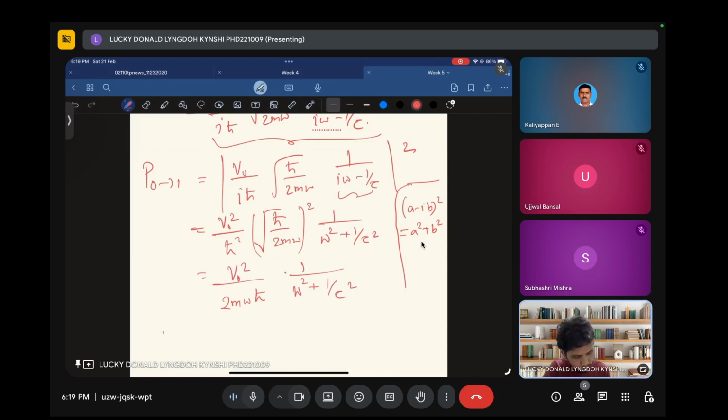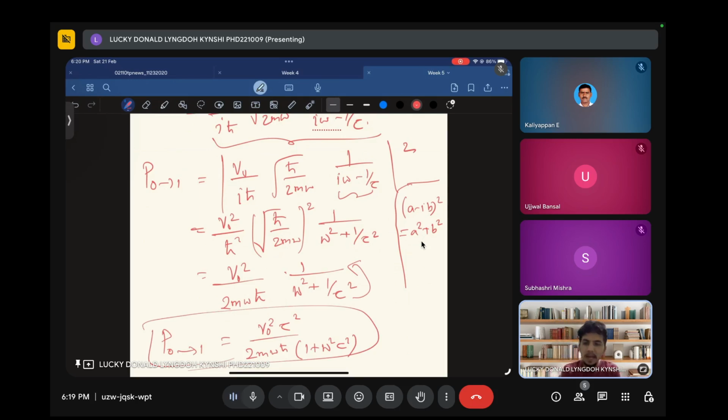So the final result will be v naught square tau square. That means you take tau square also up, and we will get 2m omega h cross times (1 plus omega square tau square). That means you just solve this equation.